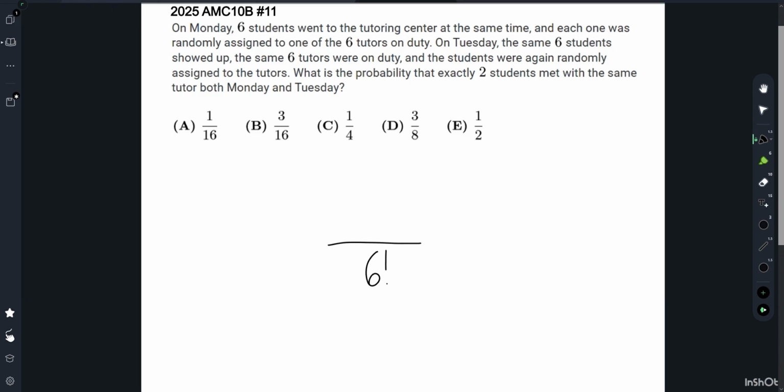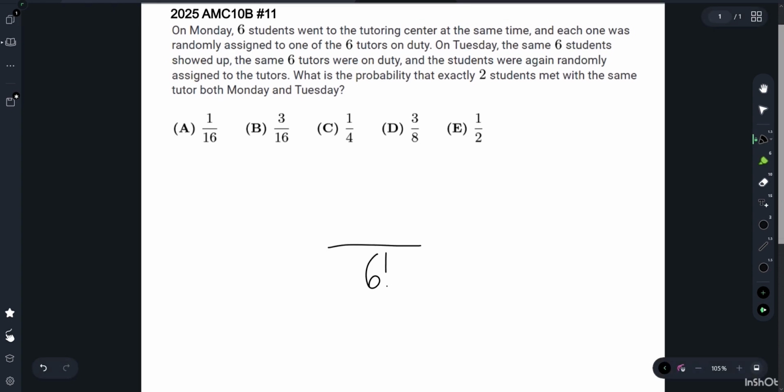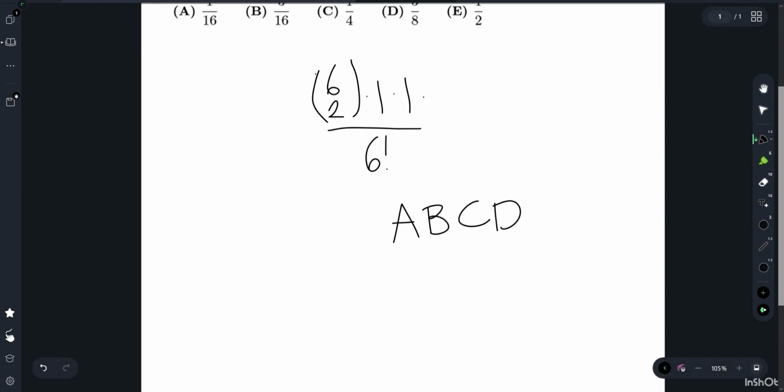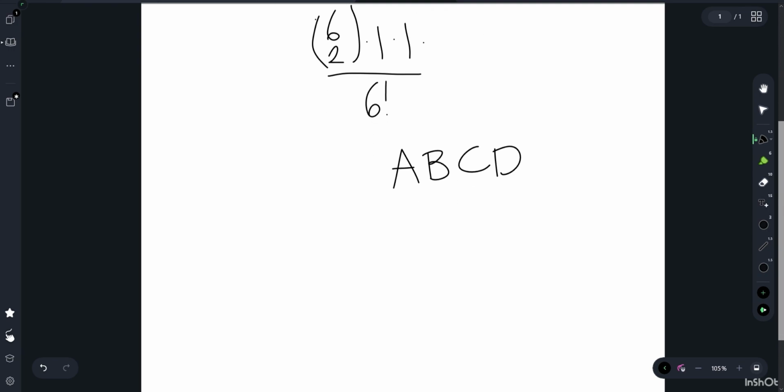Now, on the numerator, we need to see the probability that the same 6 students showed up and don't have the same tutor, except for two. So there's 6 choose 2 ways to choose the 2 students that met with the same tutor, and there's 1 way to choose those 2 tutors. So now there's 4 students left, A, B, C, D, and we need to match them up, and we can't match them up with their own tutor. So now let's just do casework on this.